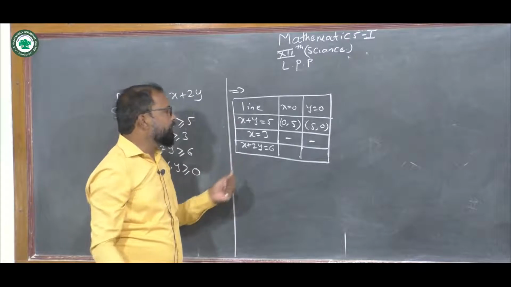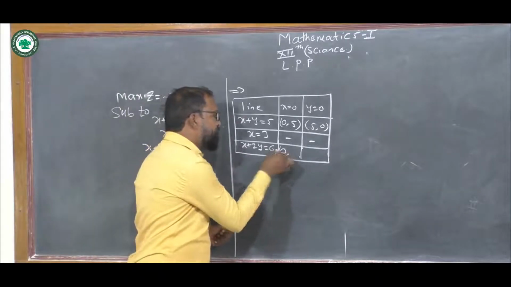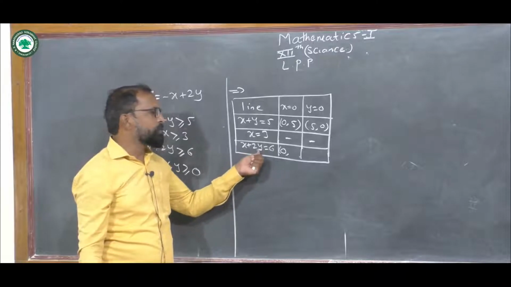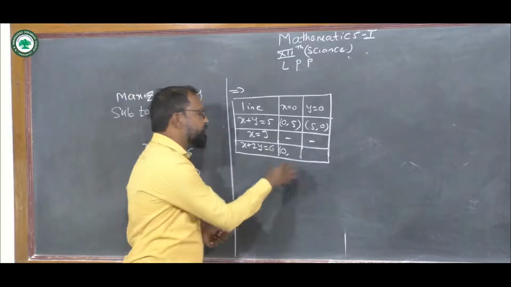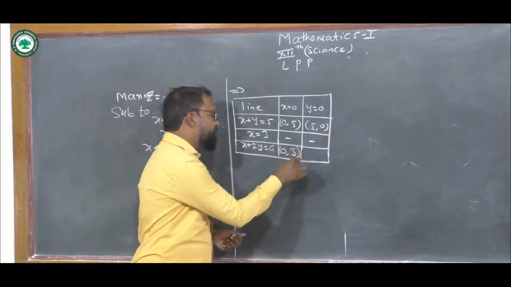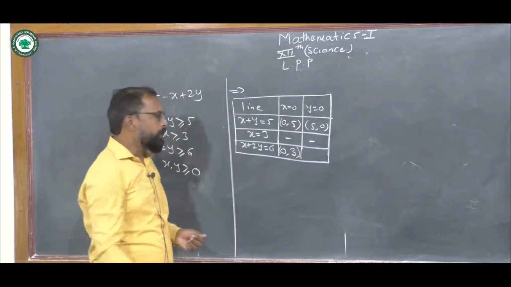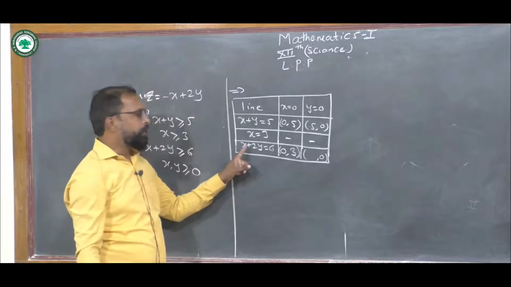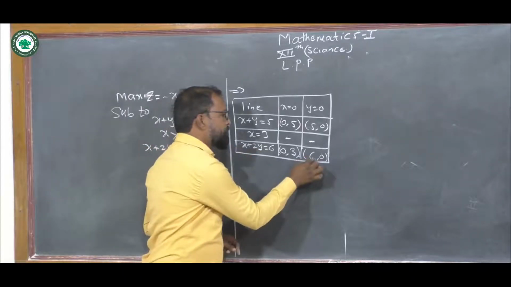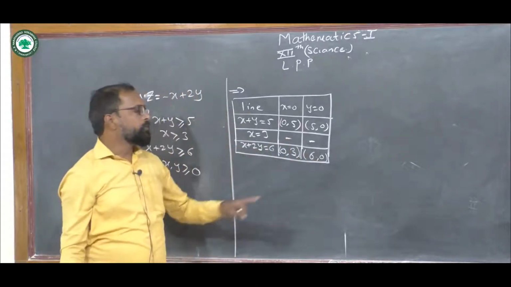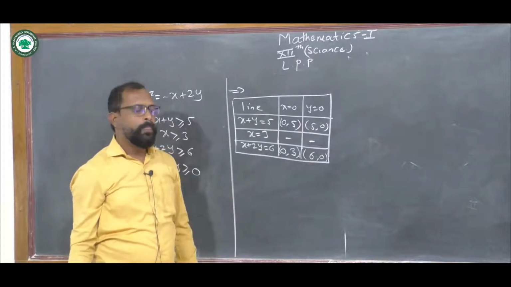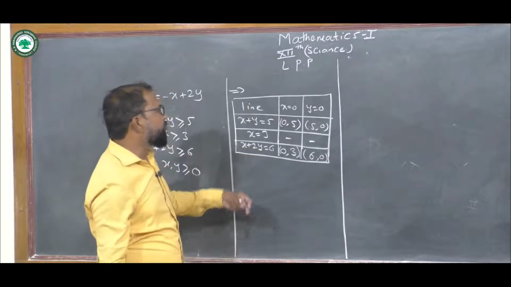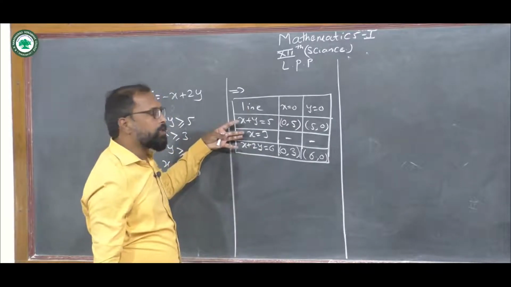Now for the third line, again if we put x equals to 0 here, we get 2y equals to 6, which gives y equals to 3, and again if we put y equals to 0, we get x equals to 6. So the next point is 6, 0. Now again we plot a graph for these three lines.